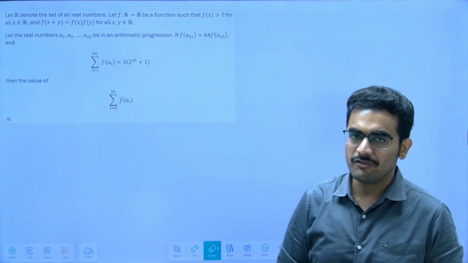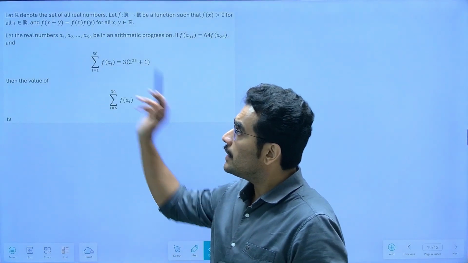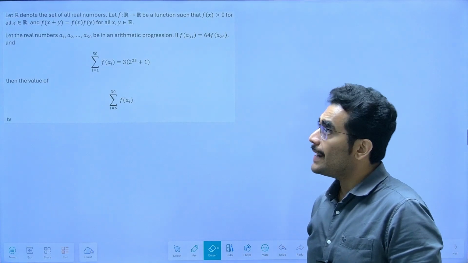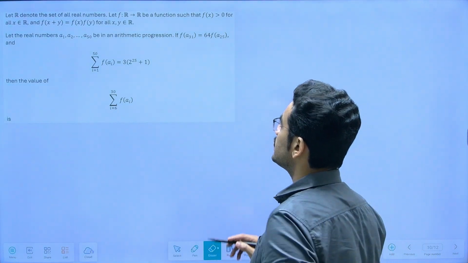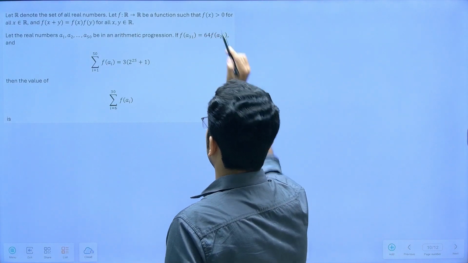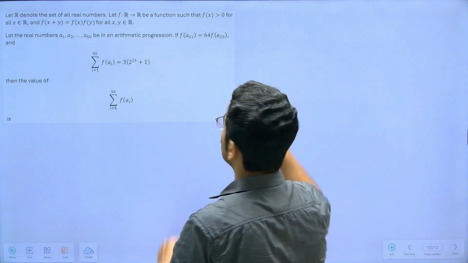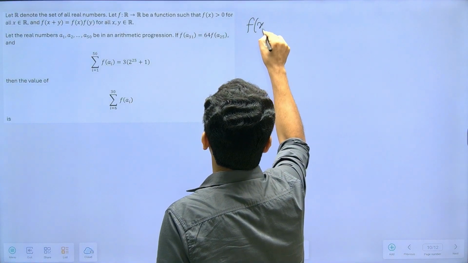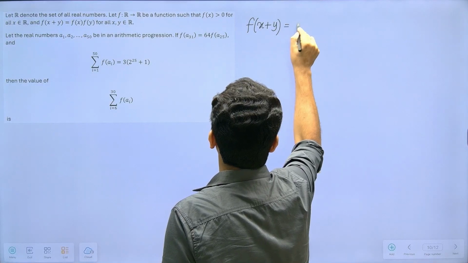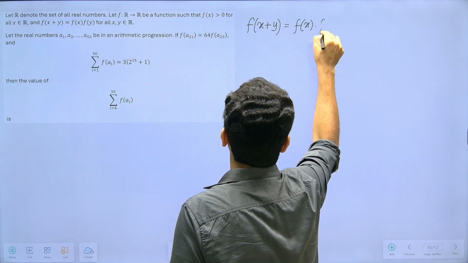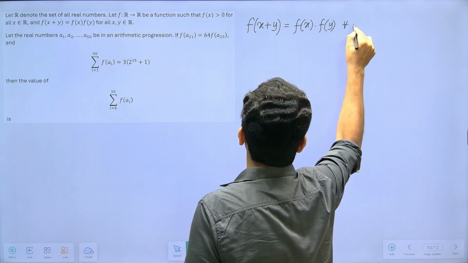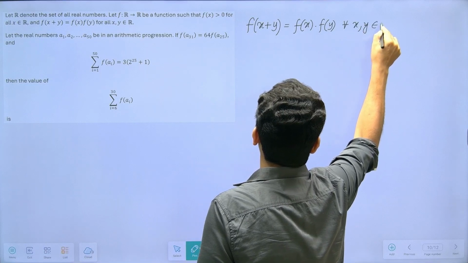Let's take this previous JEE Advanced question. Let R denote the set of all real numbers, f from R to R be a function such that f(x) is greater than 0 for all x belongs to R, and f(x + y) is equal to f(x) times f(y) for all x, y belongs to R.